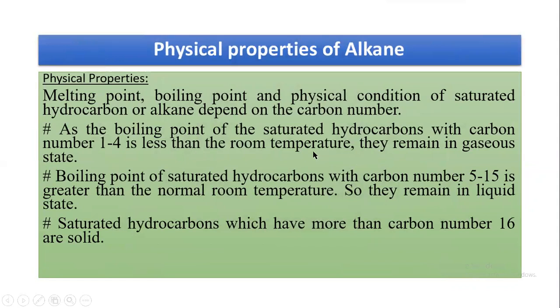Now I'll discuss what the physical properties of alkane are. Normally, the physical properties of alkane depend on the number of carbon atoms. With the increasing of carbon atoms, the boiling and melting point of alkane also increase. Alkanes containing 1 to 4 carbon atoms remain in gaseous state. Alkanes containing 5 to 15 carbon atoms remain in liquid state. And alkanes containing more than 15 carbon atoms exist in solid state.